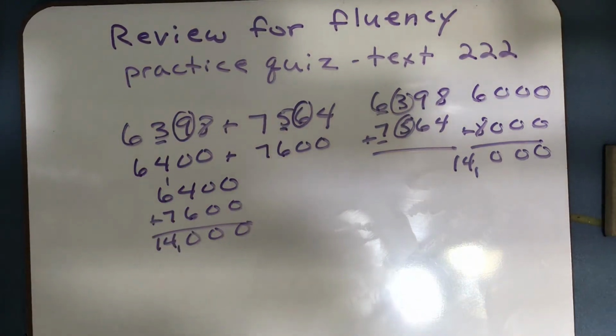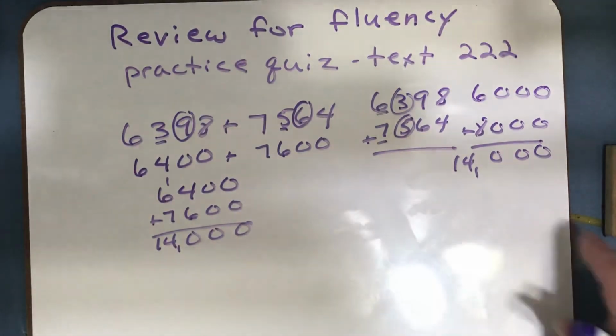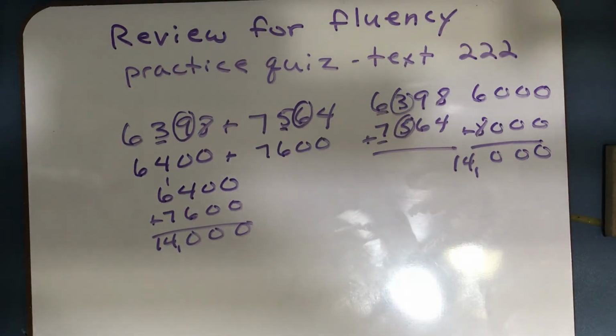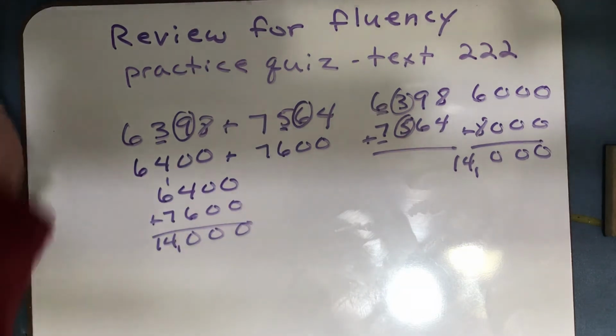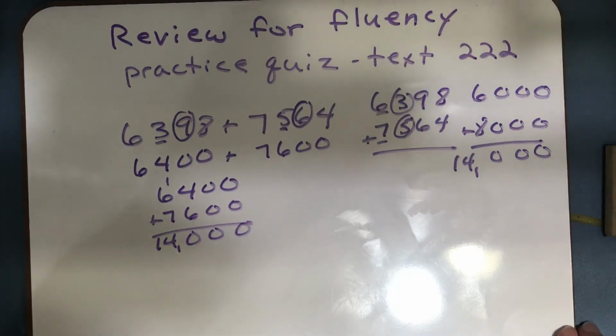I believe there's also a problem on there where you have to estimate the difference by rounding to the nearest 1,000. You do the same thing, just subtract instead of add. So make sure that you use your factor chart to answer the questions about factors. Make sure you list out your multiples to find your multiples, and only estimate if it says estimate the difference. Otherwise, just do the real problem, like if it says find the difference or find the sum.